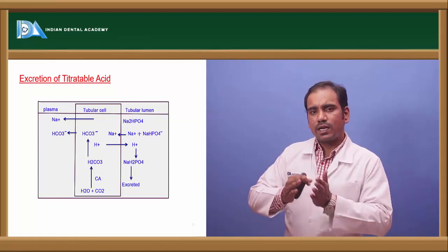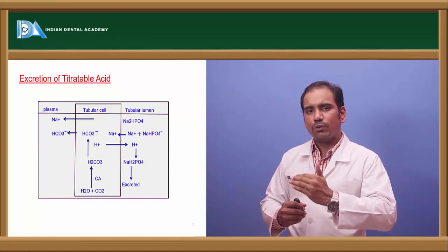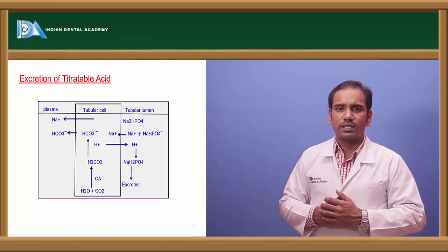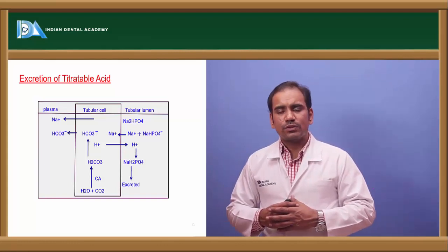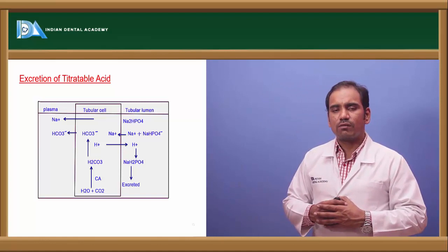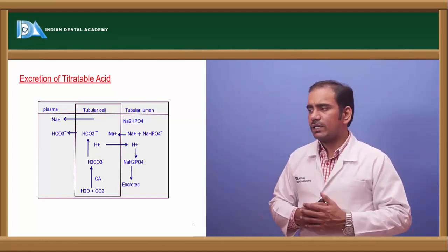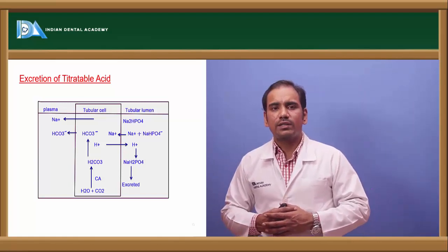So H plus ions are continuously excreted into the lumen, so that the pH of urine is decreased. Right? So that's why it is in the acidic range. Those H plus ions react with sodium hydrogen phosphate, which is converted to sodium dihydrogen phosphate, the acid phosphate, and that is excreted. So this mechanism is called excretion of titratable acid.